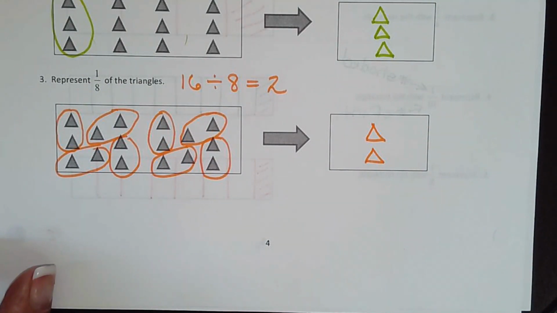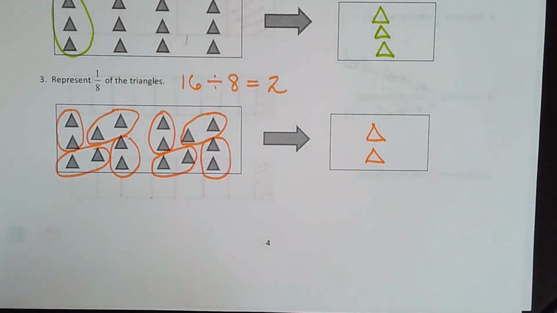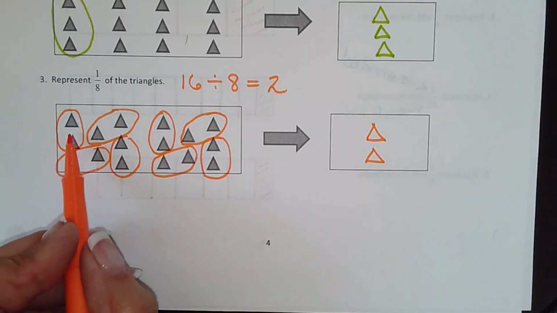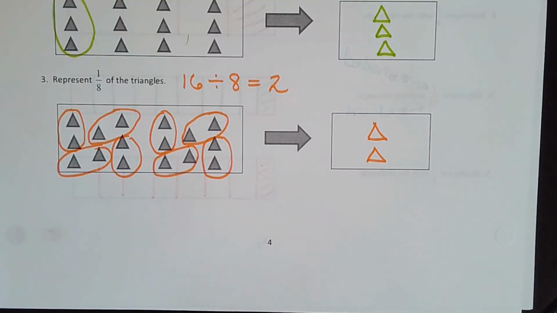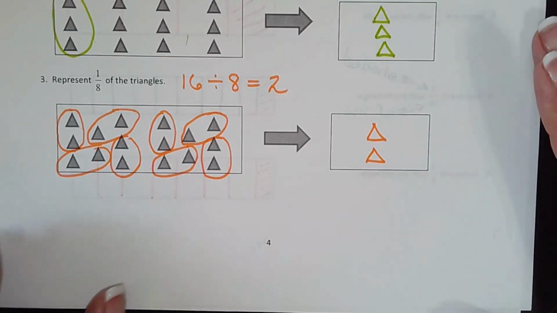So there were 8 groups, and I just bring over 1. Now if it had been 3/8, then I would have brought over 3, 2, 2, and 2. But because the numerator's 1, that means I only want 1 of the groups over here, which equals 2 triangles.